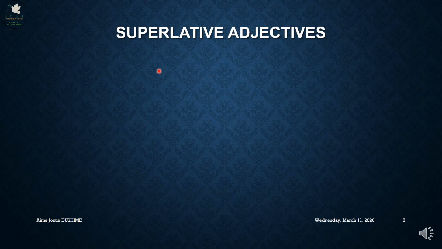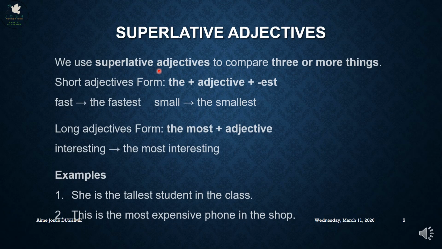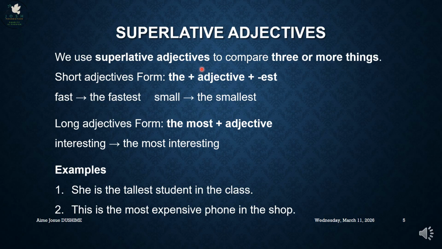And now let's see superlative adjectives. We use superlative adjectives to compare three or more things. Now we are not talking about two. No. Now we are on three, four, five, six and more than that. That's when we use superlative adjectives. We are comparing three or more things.